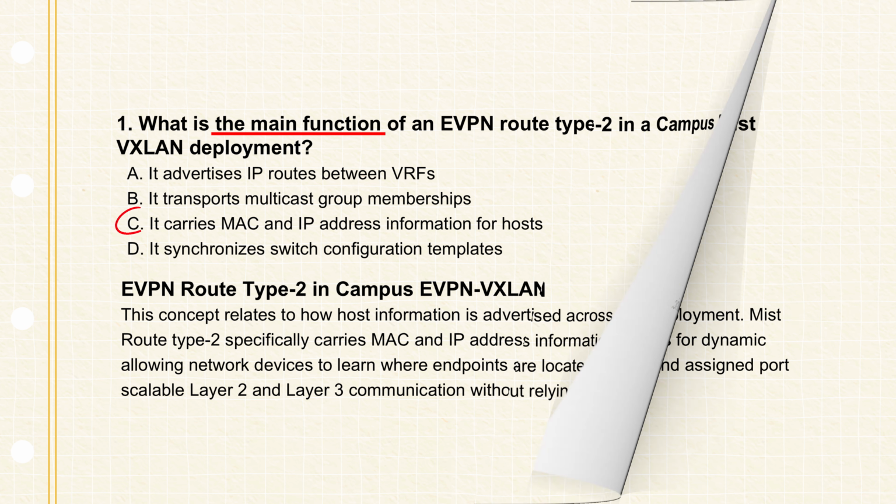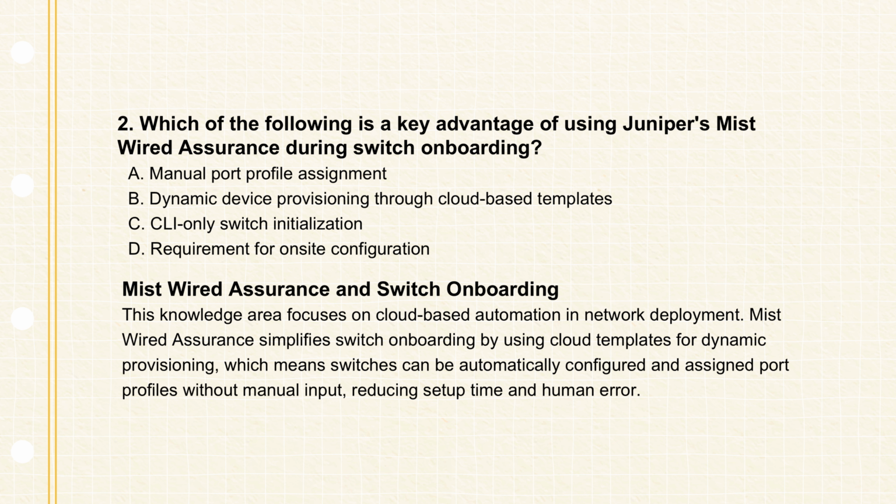Okay, shifting gears. The next question in the source material looks at Mist wired assurance, specifically the switch onboarding part. It asks for a key advantage. Right, and the advantage highlighted is the dynamic device provisioning using cloud-based templates. Dynamic provisioning, cloud templates. That sounds quite different from the old way. Logging into each box, typing config line by line. Oh, absolutely different. The benefit here is really about simplifying and speeding up deployment. Massively. How does it work in practice then?